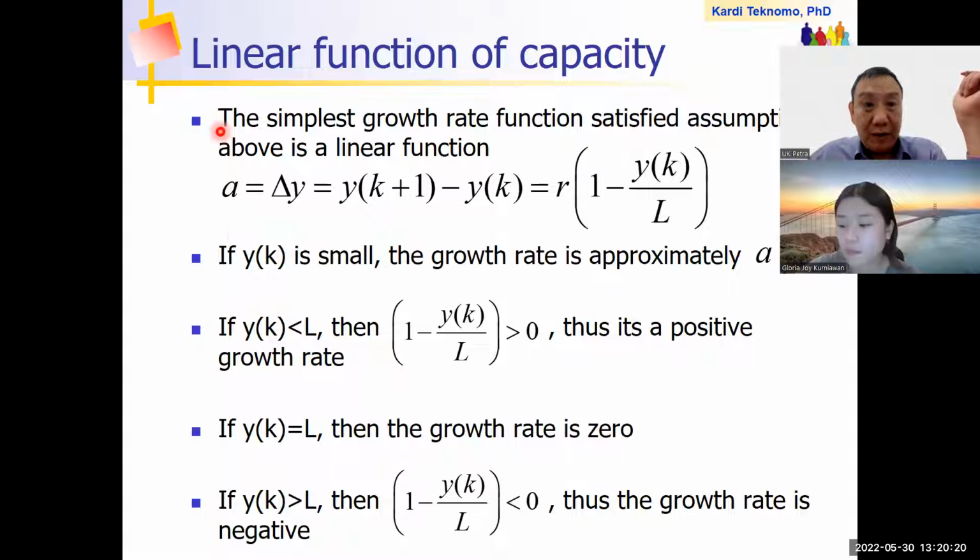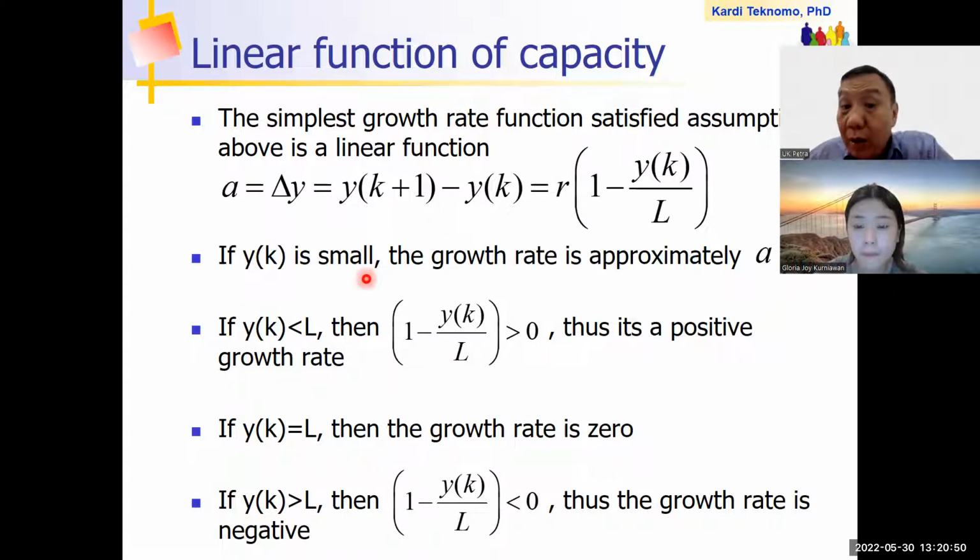Let's find the simplest growth rate function that satisfies those assumptions. So just a linear model. Say I have delta y here, with yk plus 1 minus yk. With this model, r times 1 minus yk over L, where r is the parameter. So if yk is small, meaning the population is small, what will happen to the growth rate?